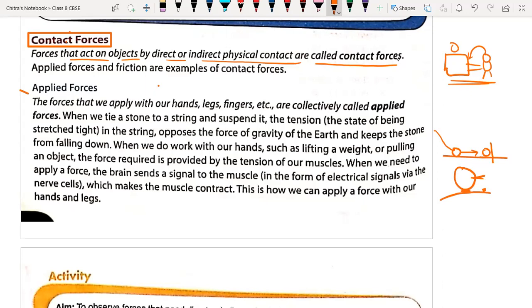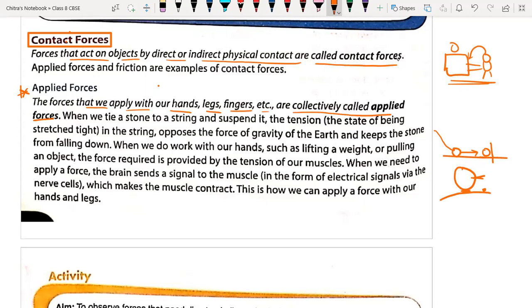Now, first we are going to understand the applied force. The force that we apply with our hands or legs or fingers, etc., is collectively called applied force.